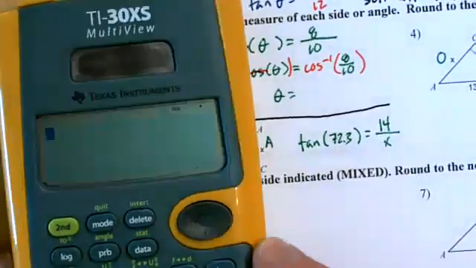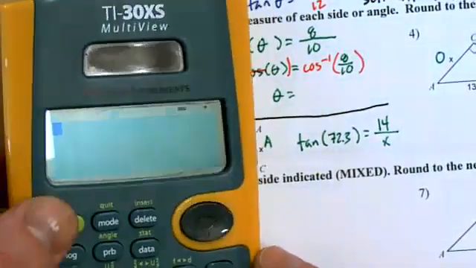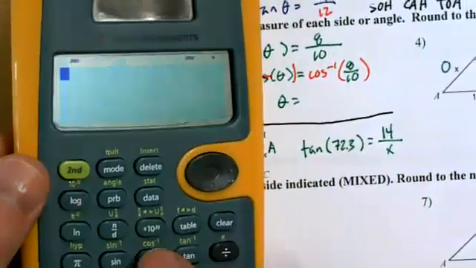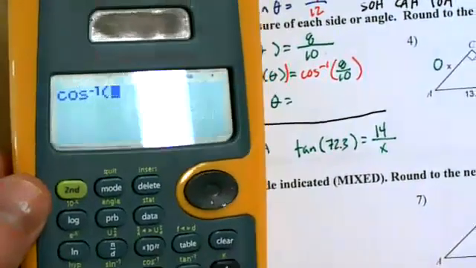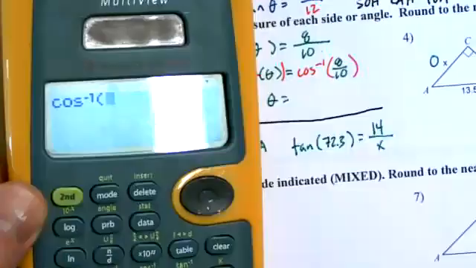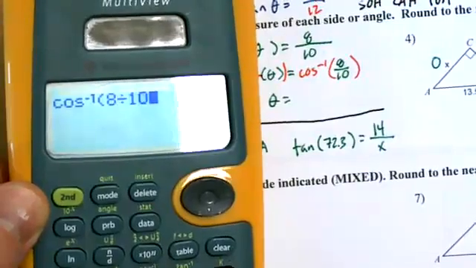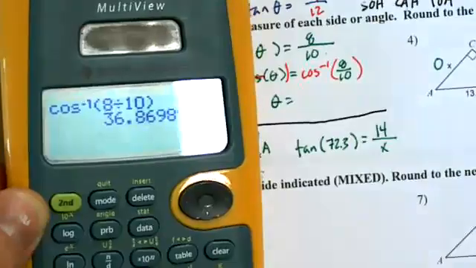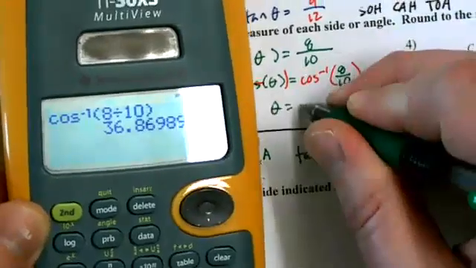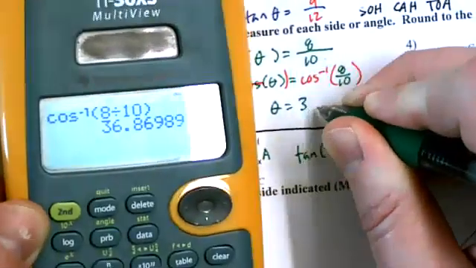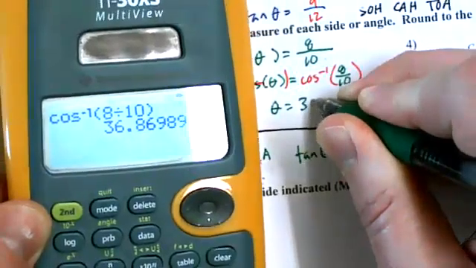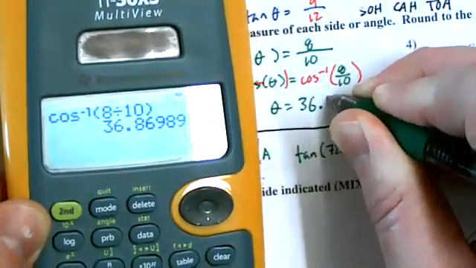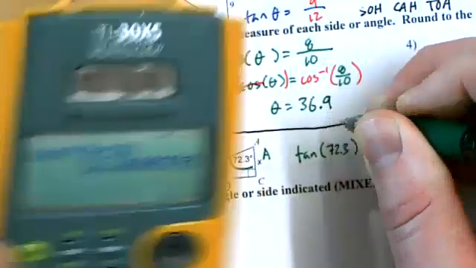Make sure you're doing an inverse cosine. On most calculators, you have to tap the second button and then the cosine button to get that inverse. And it's 8/10. So I'm going to type 8 divided by 10 in my parentheses. Should be coming up with 36.9. For those who've already finished number 3, can you check and make sure that you got 36.9?